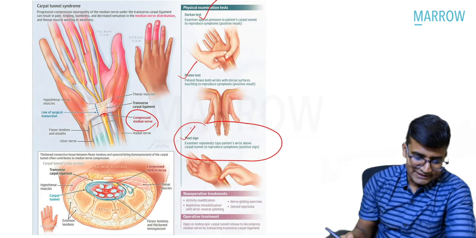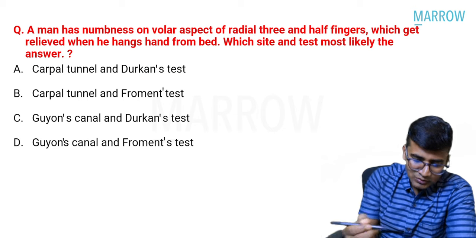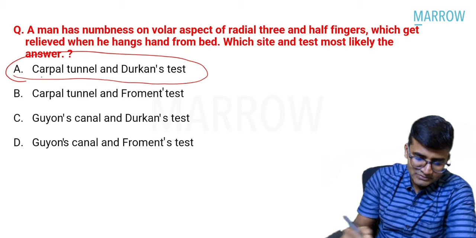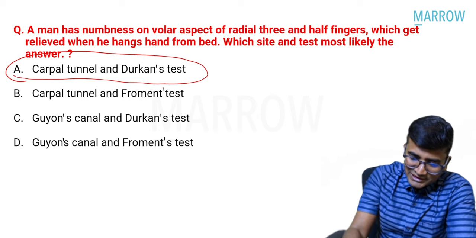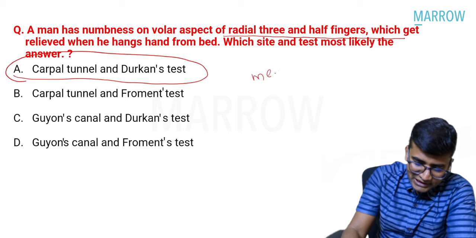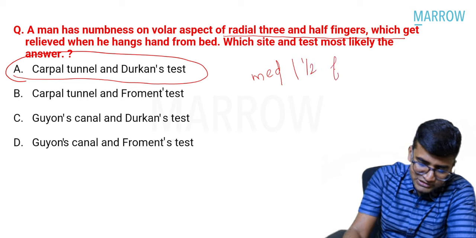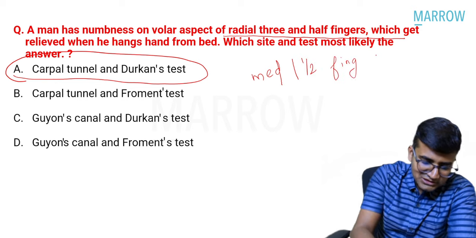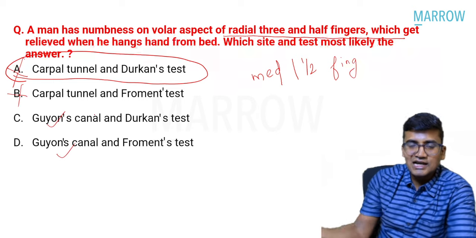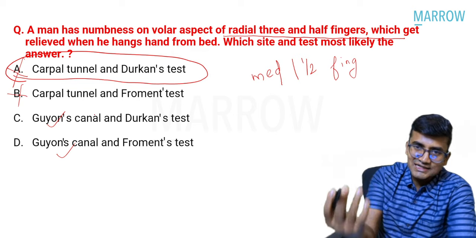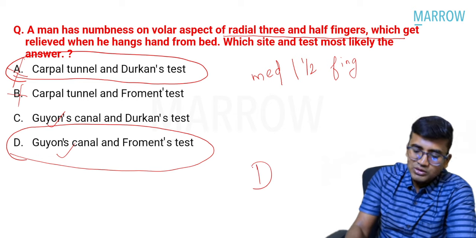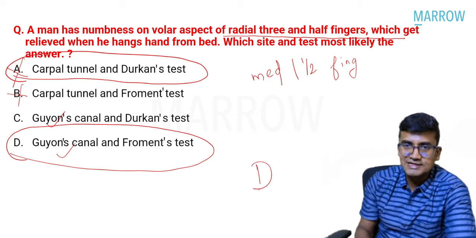Okay, right. So now it's a very simple question. And what is the answer for this? Option A is the answer. Now, the same question can be given next year with loss of numbness in the medial 1.5 fingers. So, in that case, options A and B are wrong. So, C and D, the lesion is in the ulnar nerve. The ulnar nerve passes through Guyon's canal. And what is the test we do for the ulnar nerve? Very good. D is the answer in the case of medial 1.5 fingers numbness in the volar aspect.